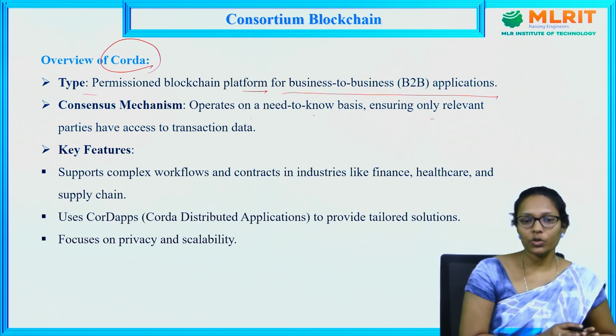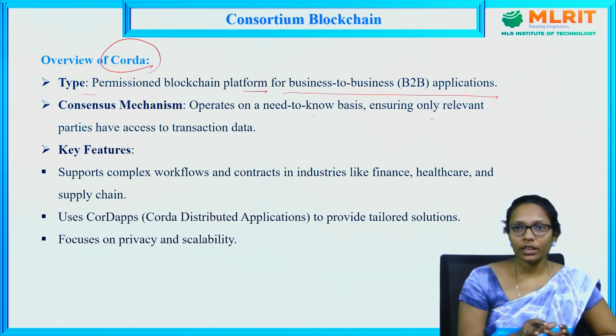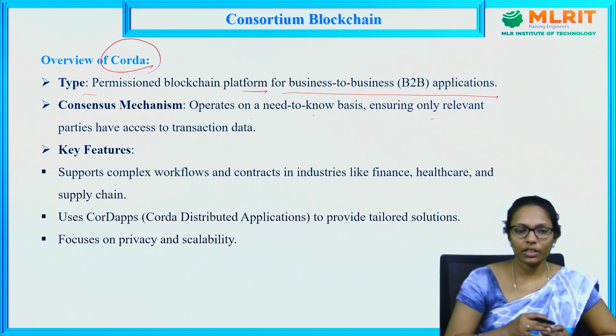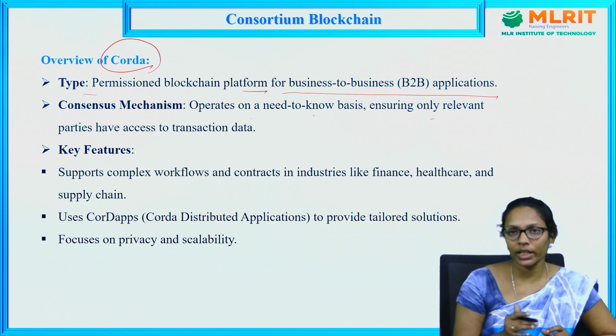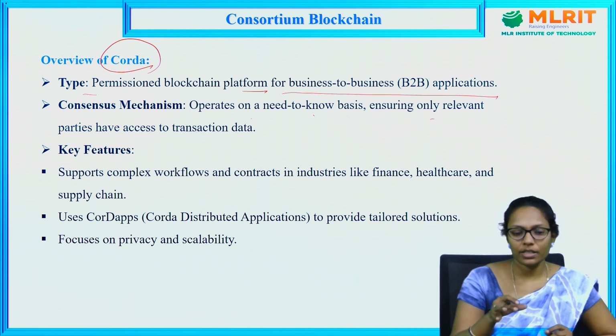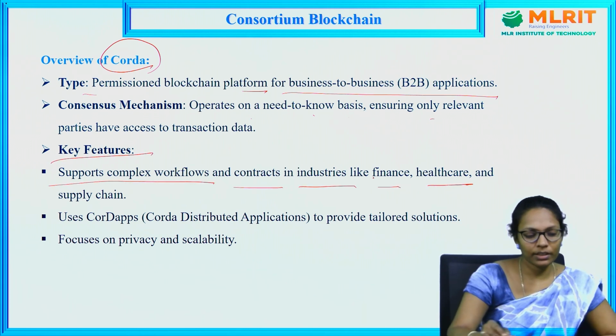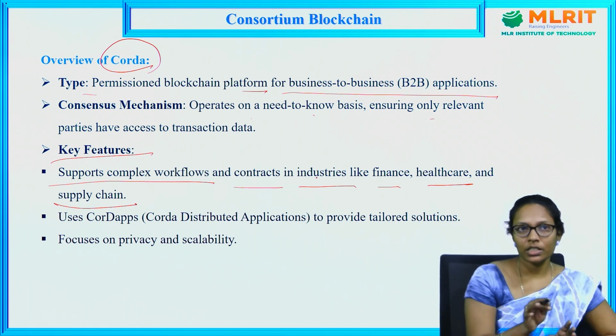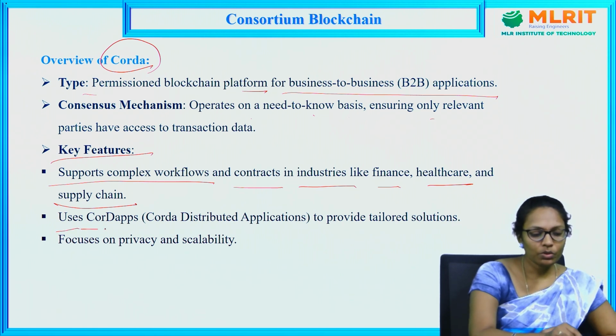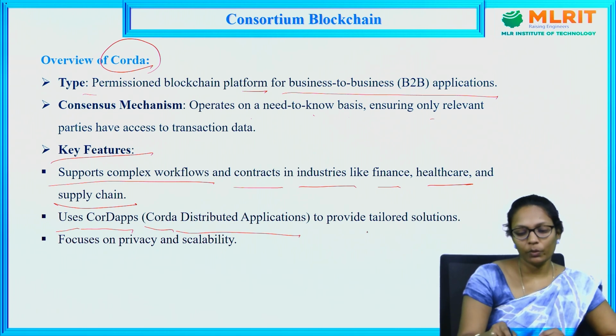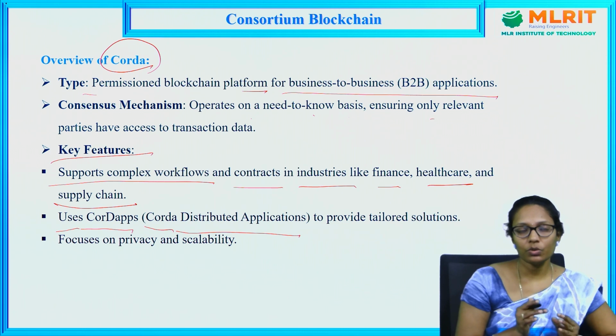As it is a permissioned blockchain, only a few people will be involved in the consensus process just to take the decision, right? There is no fixed process here to validate a transaction. Need-to-know basis, just knowing some other details to validate the transaction. Coming to the key features, it supports complex workflows and contracts, and industries like finance, healthcare and supply chain. So any of these applications we can develop using Coda. It also uses Coda apps, Coda distributed applications, to provide tailored solutions. We have blockchain DApps, right? Decentralized applications. Like that, we also have Coda decentralized applications to meet different solutions. We can design this decentralized application.